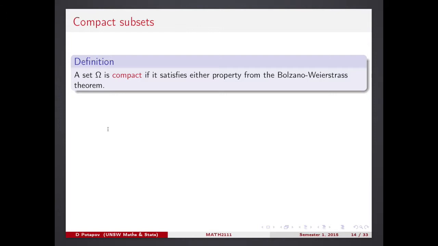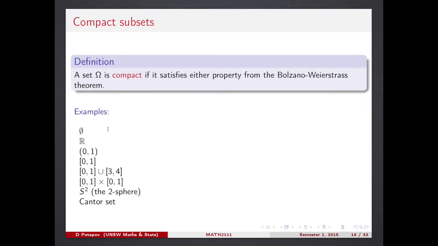Compact subsets, it's an easy definition. Omega is called compact if it satisfies either property of the Bolzano Weierstrass theorem. So you can say if it's closed and bounded, it is compact. That's the first part of the Bolzano Weierstrass. It's also compact if every sequence has a converging subsequence. Either way you can define it, either way you can use it. So compact is basically a very short, very effective name for this property of Bolzano Weierstrass.